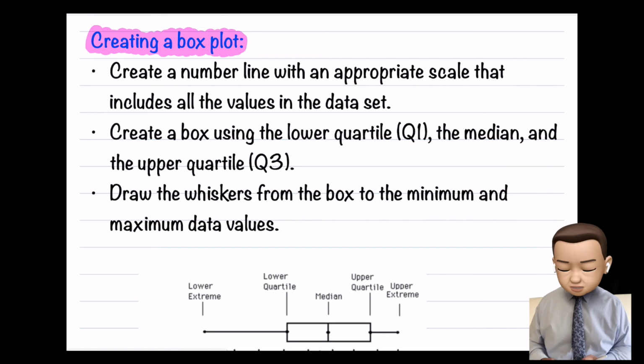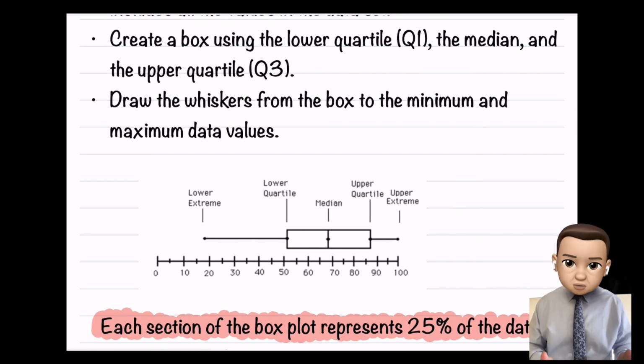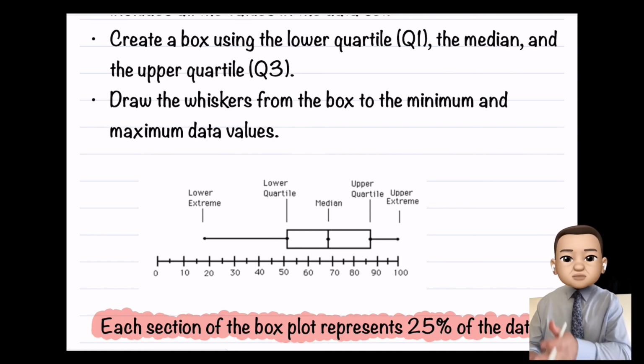Our next point is to create a box using the lower quartile, the upper quartile, and the median. We've got those 3 different values to create that box. The line in the middle of that box is going to be my median. The 2 ends of the box are going to be my Q3 and my Q1. That's really important. And how do we find those? Remember, we put them in order, we find the middle value, then we find the middle value of what's left. I'm going to do some examples of that later on.